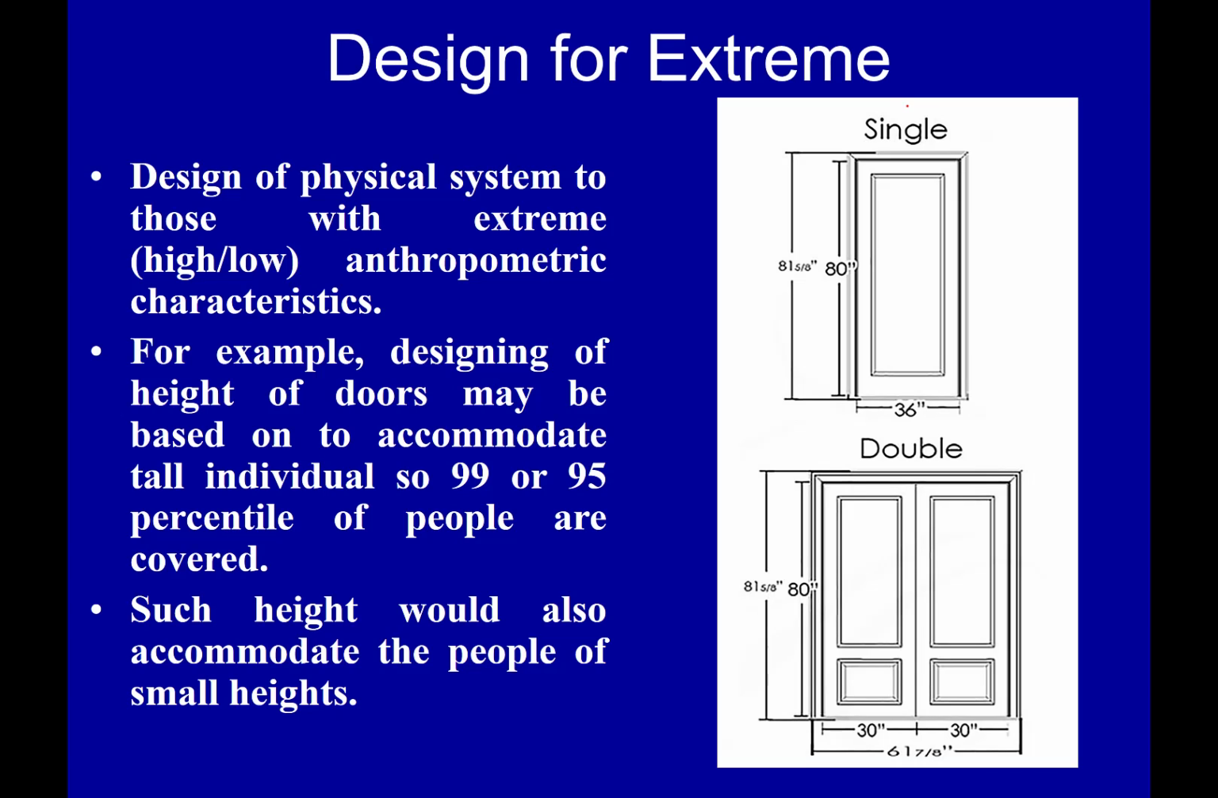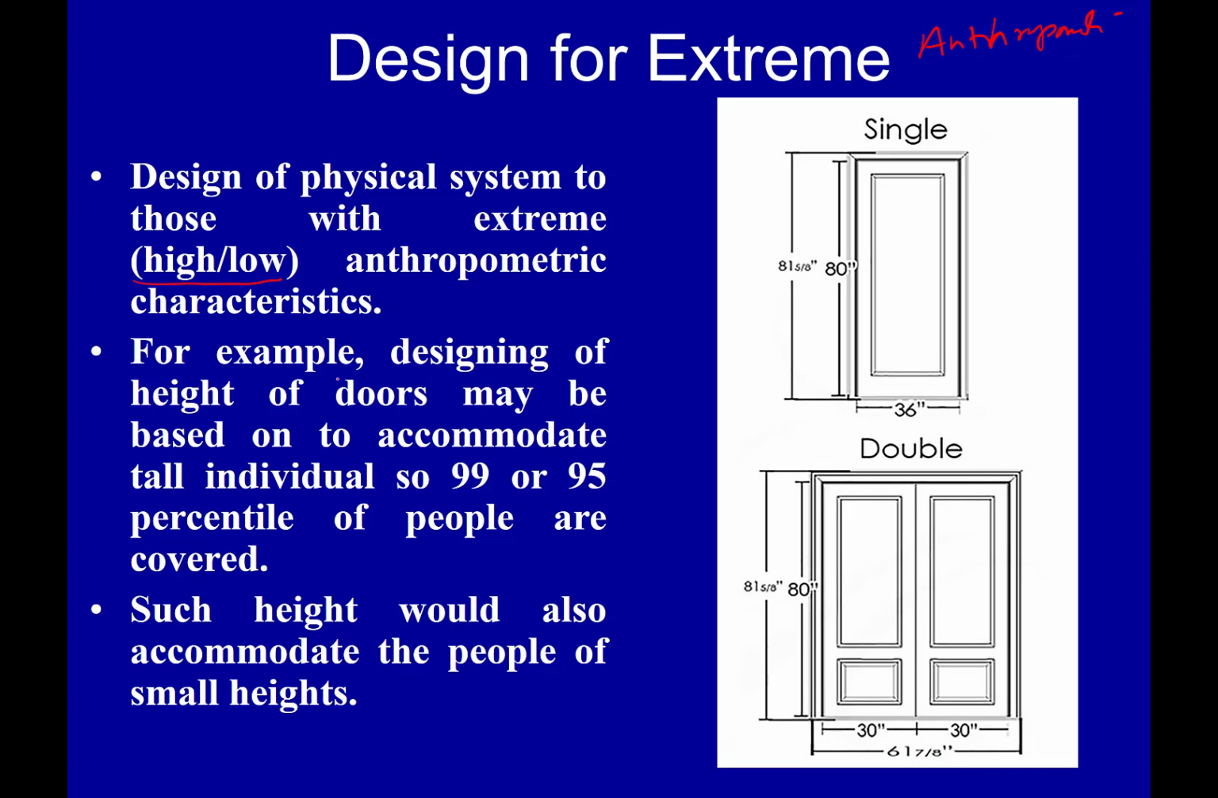Like, say, the first is about the design for extremes. Design for extremes means design for the people having the extreme anthropometric features. So when it is designed for extreme conditions, those having lesser dimensions or more dimensions, as per the case, will all be able to use the design of the physical systems. This is the basis for this.